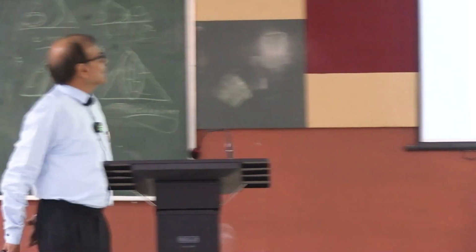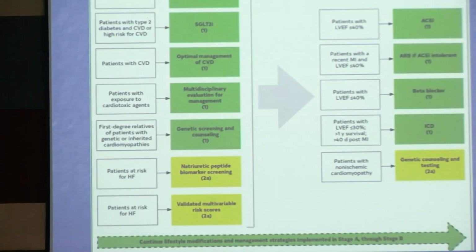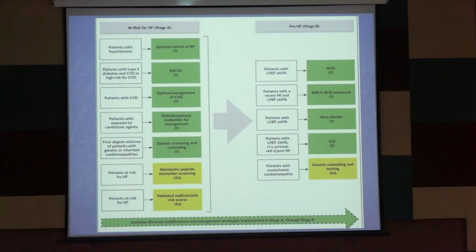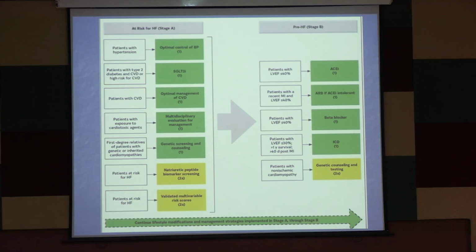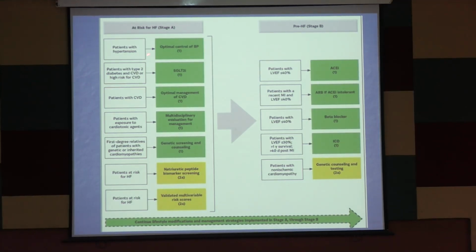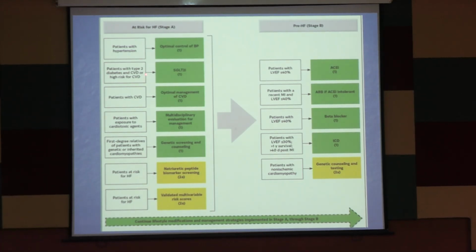Now the stages of heart failure. Stage A, that means at risk for heart failure. The presence of hypertension: go for optimal therapy and control of hypertension. Presence of type 2 diabetes mellitus and CVD or high risk for CVD: control of the risk factors and control of the metabolic status. The drug of choice is SGLT2 inhibitors or on occasion ACEI or ARB.